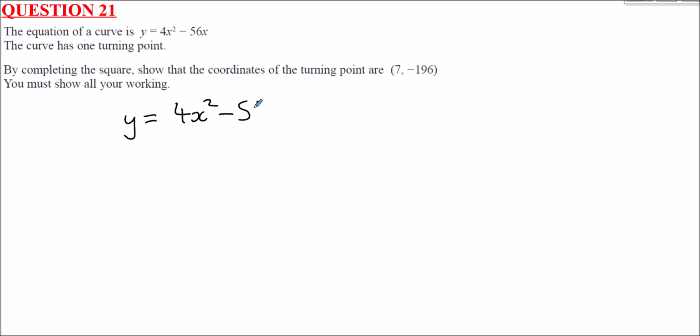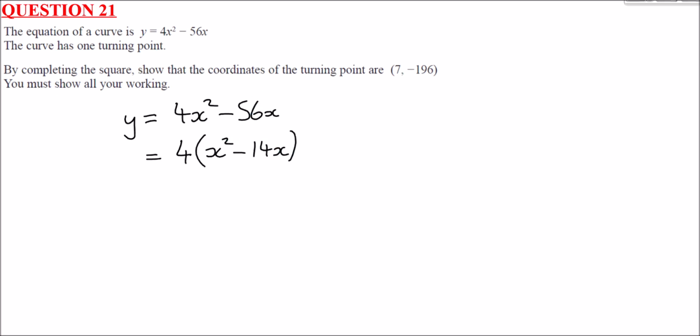Now, we can only really complete the square when the coefficient of x squared is 1. Here it's not. We've got that 4. So that 4 needs factorising out. So if I factorise out a 4 from both of these bits, I get 4 lots of x squared, and then 56 divided by 4, feel free to use a calculator, gives 14.